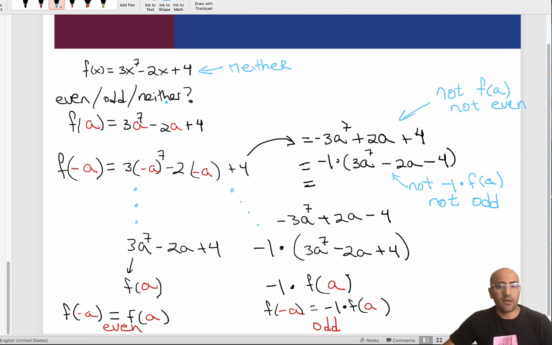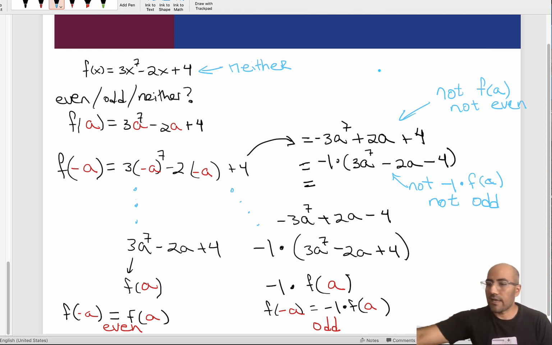You just have to be a little bit more diligent about how you plug in your negative and how that gets either canceled or preserved. And again, with your algebra, does it simplify to the original function, or does it simplify to negative 1 times the original function, and be able to tell whether it's even or odd from that perspective.